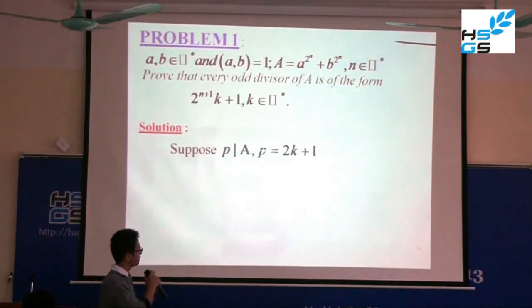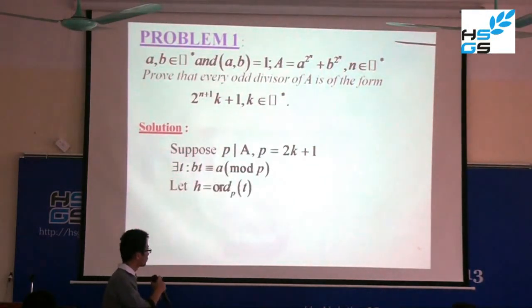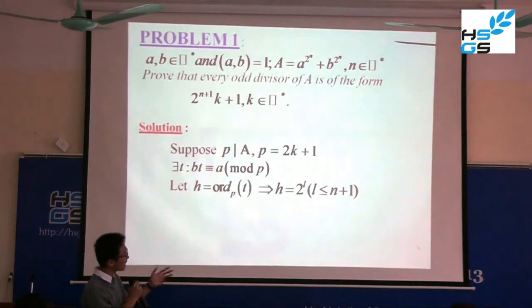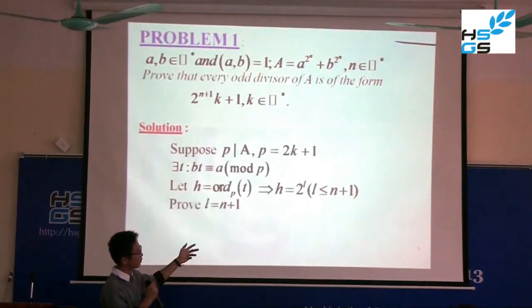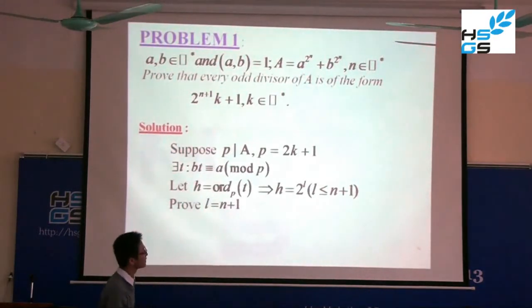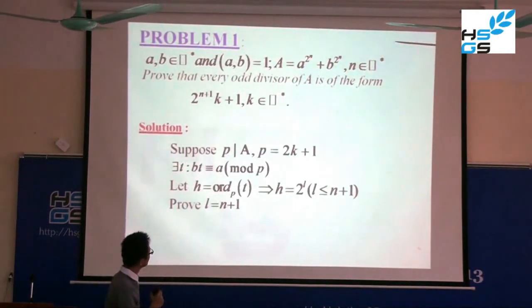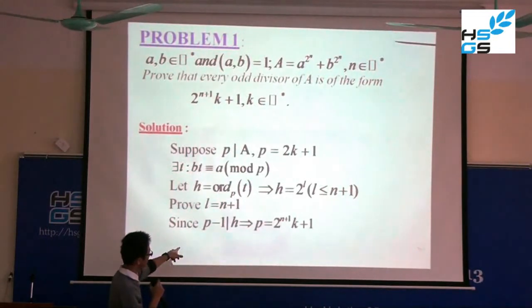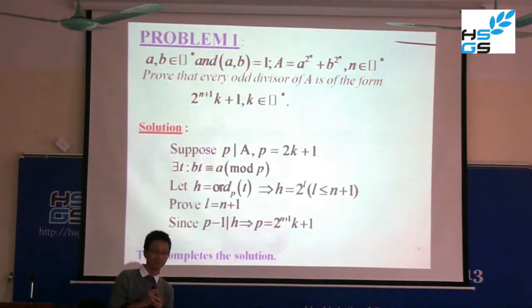Suppose p is an arbitrary odd prime factor of A_n, and let t be such that B times t is congruent to A modulo p. Let s be the order of t modulo p, and we will know that s is of the form 2 to the l, where l is less than or equal to n plus 1. Then l equal to n plus 1 is proven. Since s divides p minus 1, we will know that p is of the form 2 to the n plus 1 times k plus 1. This completes our solution.